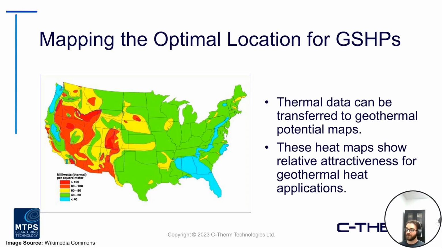And ultimately, what this information does is allow for mapping of optimal locations for ground source heat pumps. The thermal data can be transferred to geothermal potential maps. These are basically heat maps that show which areas may be better suited for these types of systems. It doesn't make sense to apply these to areas where the heat transfer isn't going to be efficient.